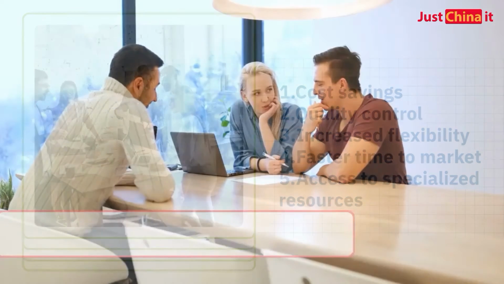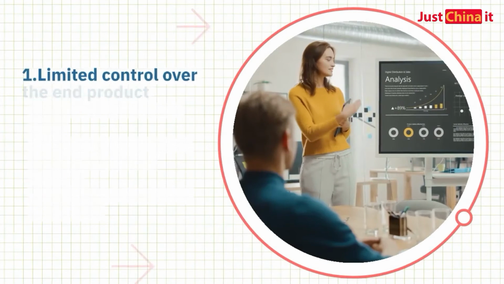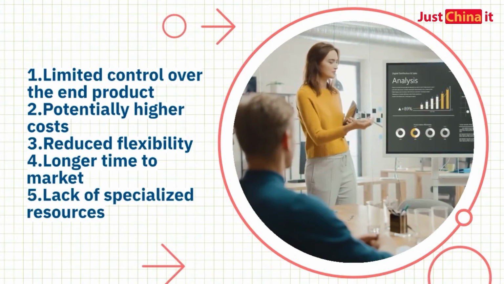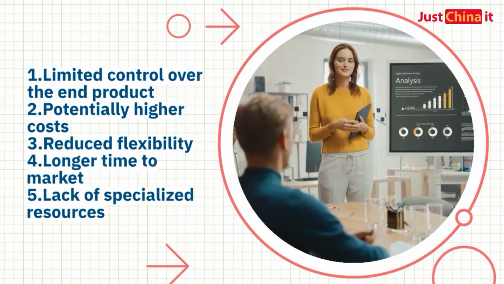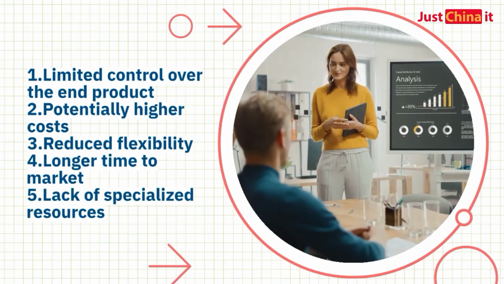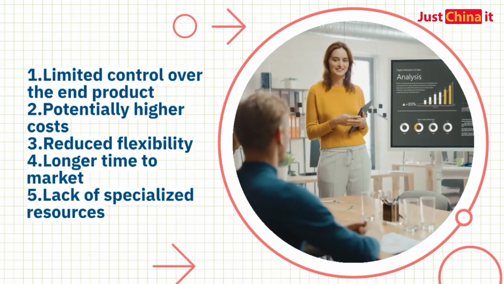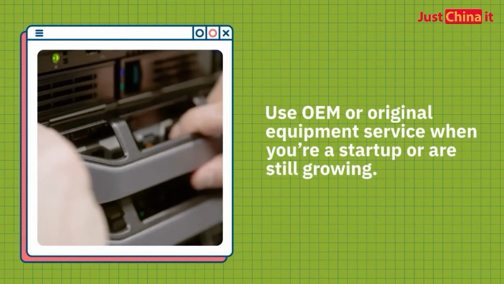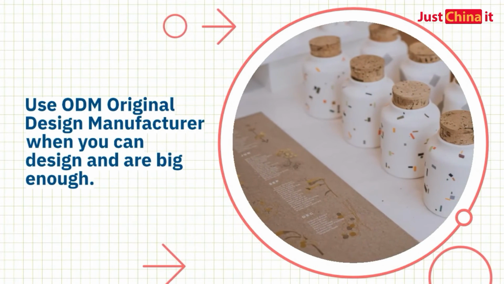The cons of using an original design manufacturer. 1. Limited control over the end product. 2. Potentially higher costs. 3. Reduced flexibility. 4. Longer time to market. 5. Lack of specialized resources. Use OEM or original equipment service when you're a startup or are still growing. Use ODM original design manufacturer when you can design and are big enough.